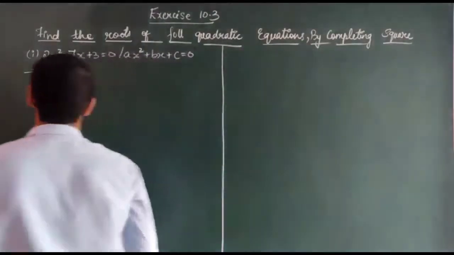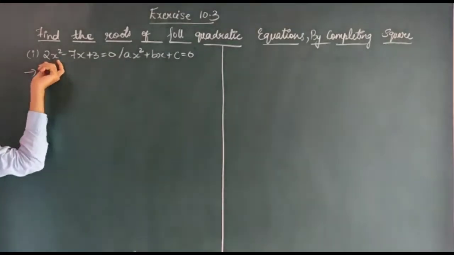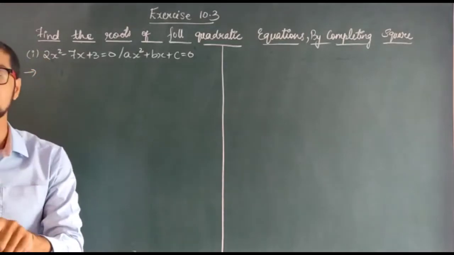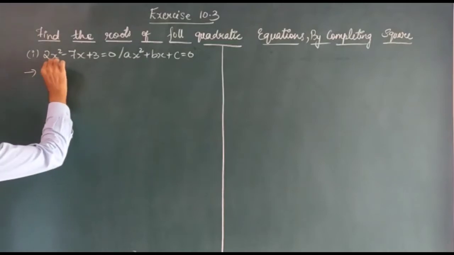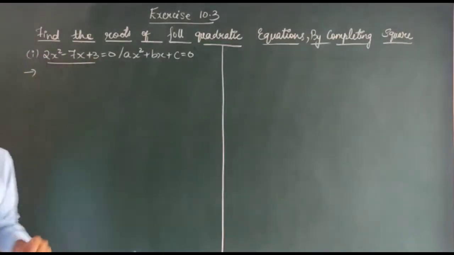The next step is to reduce the coefficient of x square to unity, or 1. Carefully observe here. The coefficient of x square here is 2, right? Now I should make this 1, that is unity. So in order to do that, what should I do? I must divide this entire equation by the number 2. Let me do it here.